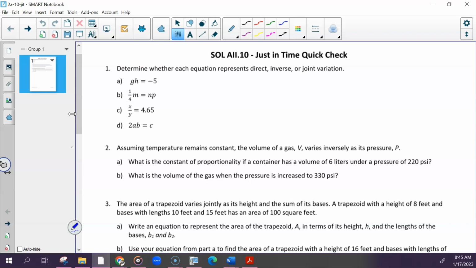For number 1, even though they have different variables, consider one to be y, one to be x, whichever one you consider x or y doesn't matter. Let's say I said g was my y and h was my x, and I want to get this, you can do one of two things. If I wanted to solve this for y, I could divide by h. This would tell me that it's inverse. I could have also just not done that and looked at it. G times h would be the equivalent of y times x, which gives us our k value, so that would be inverse.